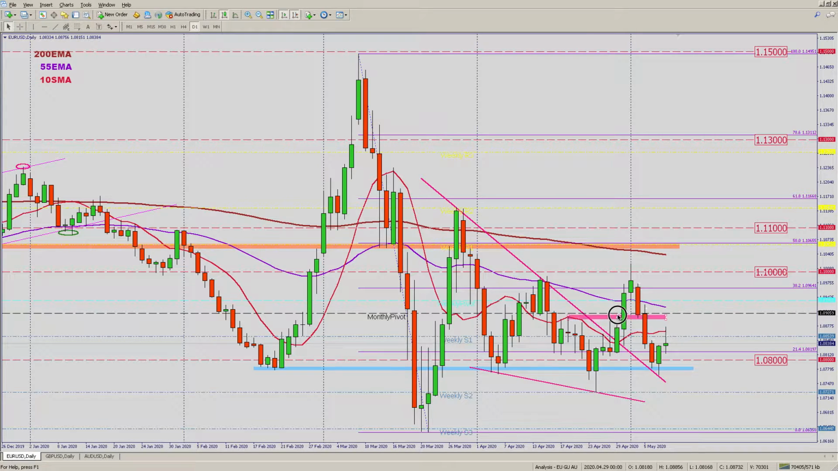Let's move this intermediate to the 38.2 fib retracement area. That's going to be the next intermediate resistance, if it does break from above the 55 EMA and the monthly pivot. So basically that's the range that it's been moving in for the last week.